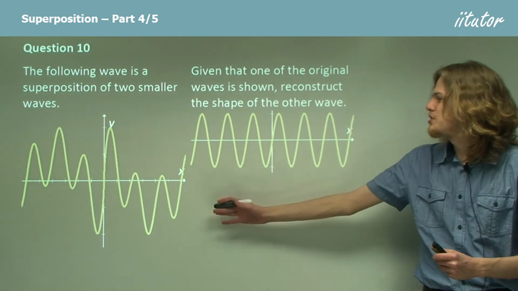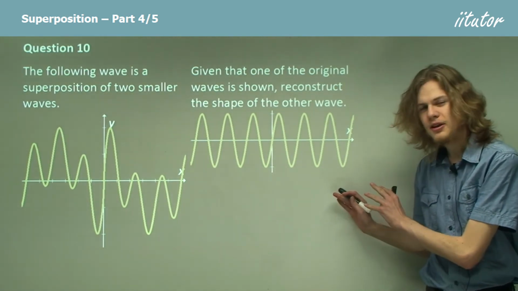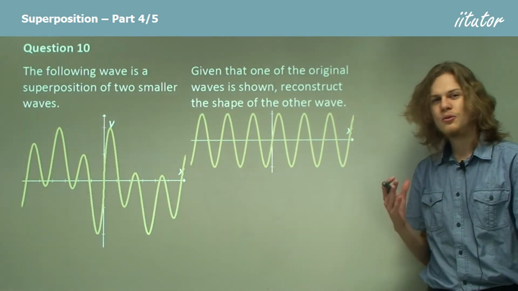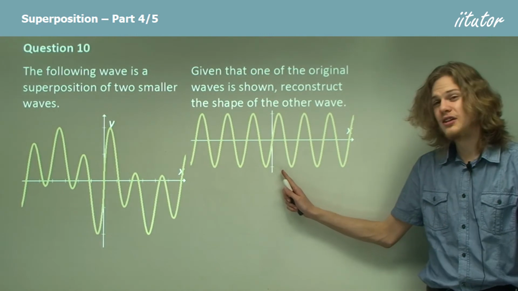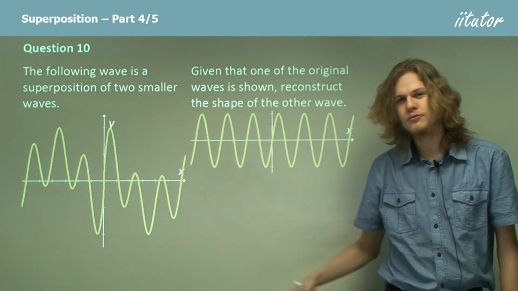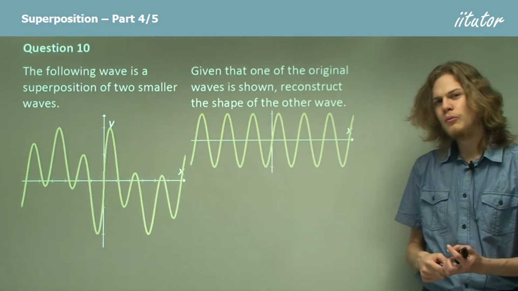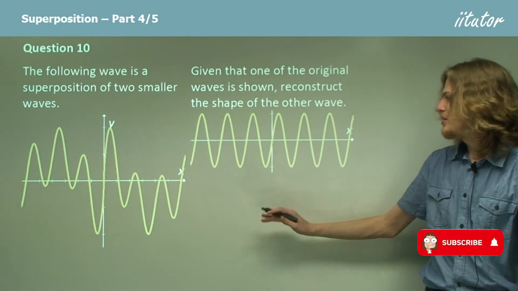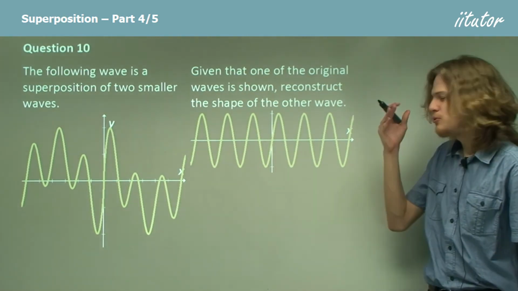This is a superposition of two smaller waves. Given that this is one of the waves, figure out the other one. So in this case, instead of adding two waves together, we're subtracting this wave from this much more complex wave in order to get a smaller wave. That makes sense? What we need to do is figure out a wave that we can add this to make this pattern. So let's look carefully at this.